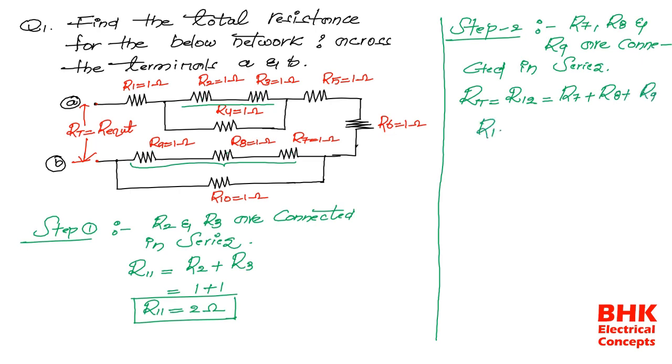Now here R12 is equal to, the value of R7 is 1. R8 is also 1. R9 is also 1. It means R12 is equal to 3 ohms. Okay. Now see here, R11 is the resultant of R2 and R3. R12 is the resultant resistance of R7, R8 and R9. Now what I am doing, I am replacing these two values instead of the series combination. Okay. Now see here, I am just placing here.